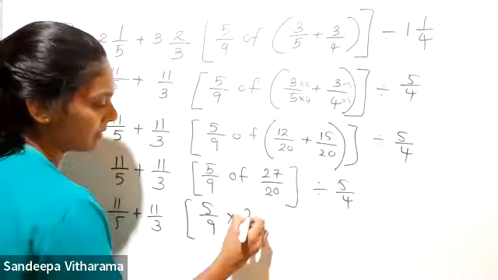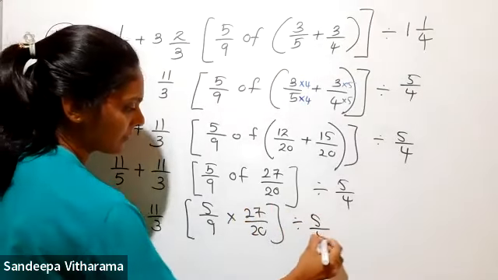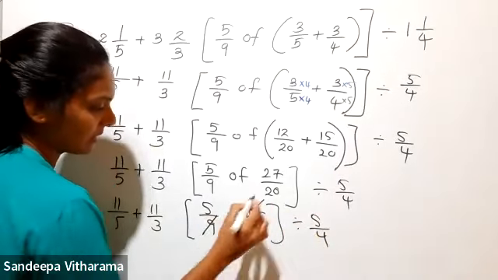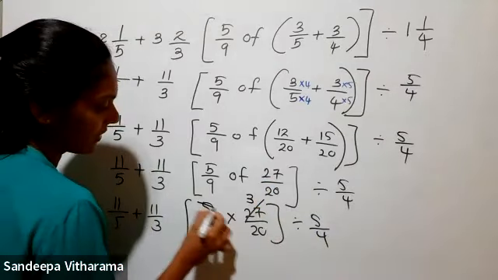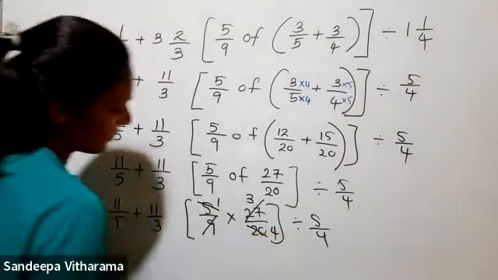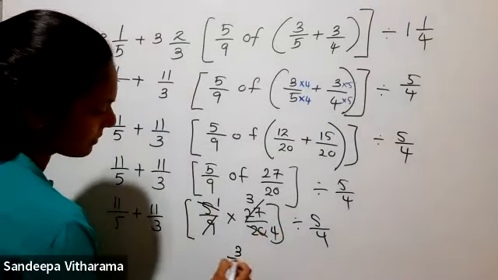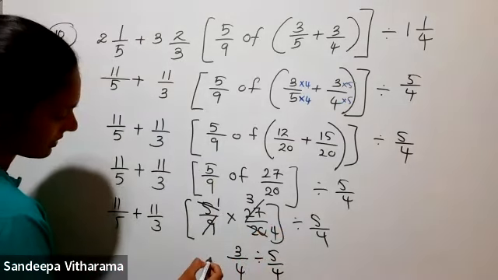Replace of term by multiplication. 27 divided by 9, it is 3. 5 divided by 5 is 1. 20 divided by 5 is 4. So it is 3 upon 4. Divide 4 upon 4. Keep this.